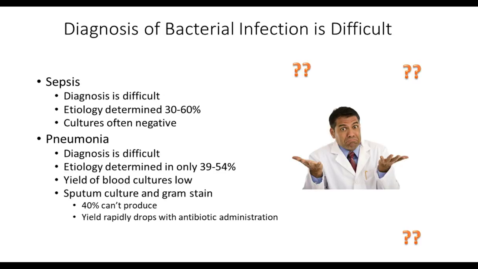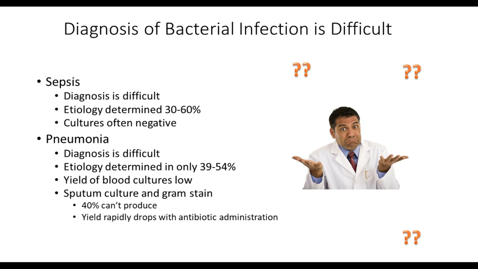And why do we do that? Well, it's actually because the diagnosis of bacterial infection is kind of hard. If you look at sepsis studies, the gold standard of sepsis is really: we gave some antibiotics because we thought they had an infection, they got better. Pretty rare we find the etiology of sepsis, somewhere around 30 to 60% of the time.